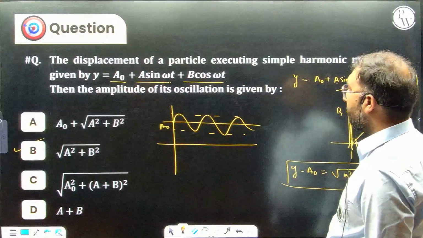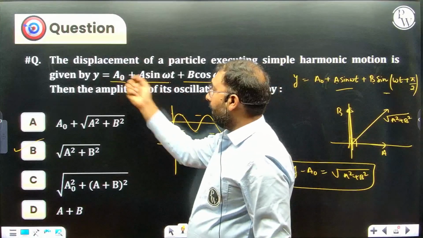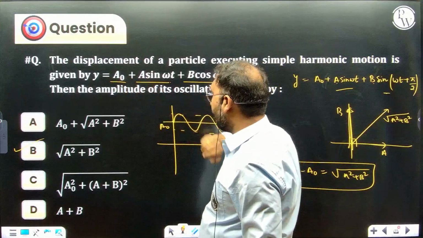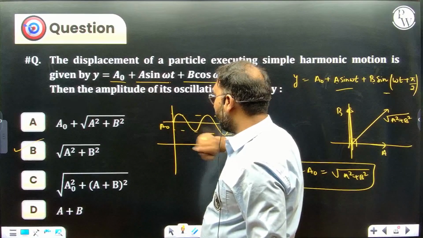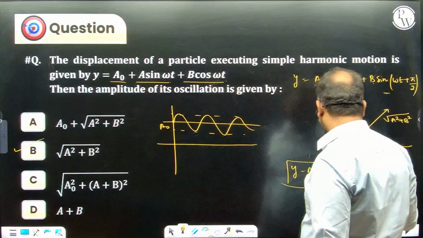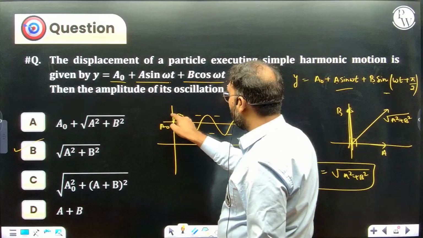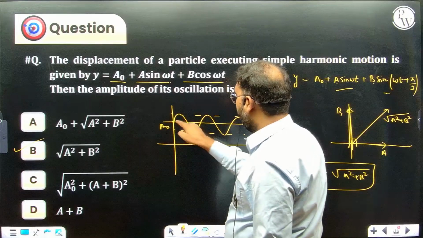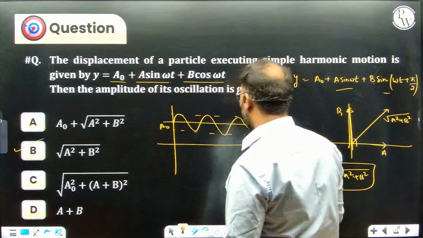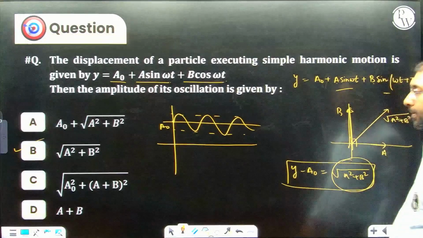Have you understood this? The displacement of the particle is varying from a naught. So a naught is your baseline, like your mean position. So maximum displacement from the mean position is what? Under root of a square plus b square. So this is a naught plus under root of a square plus b square, and this is a naught minus under root of a square plus b square. So this is your amplitude of oscillation. Done?